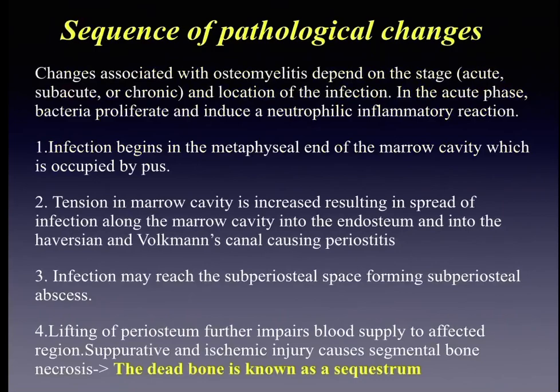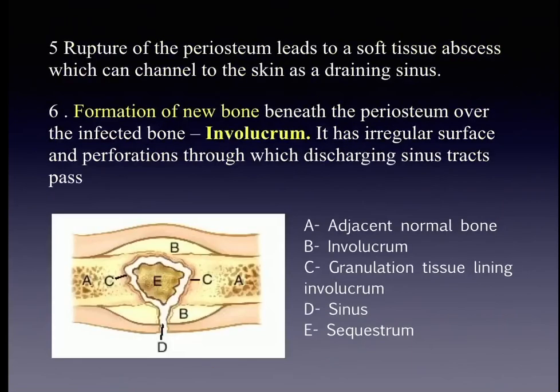So this kind of suppurative and ischemic injury can cause segmental bone necrosis, and this results in formation of what we call a sequestrum. Sequestrum is nothing but a piece of necrotic or dead bone. And then there is rupture of the periosteum, which leads to a soft tissue abscess, which can again channel to the skin as a draining sinus.